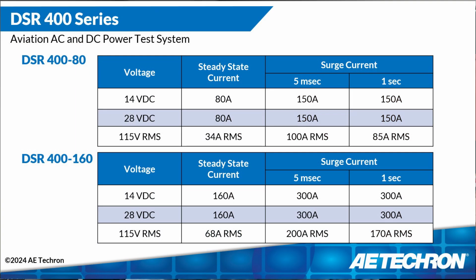The DSR 400-160 has enough power to meet the 9 times surge requirements for 14 volt DC and 28 volt DC devices under test up to 30 amps, and for 115 volt AC products with steady state loads of up to 20 amps. If your customer is testing products with higher current levels found in things like electric motors and flaps or fuel pumps, we can create systems able to handle this inrush current for systems with steady state currents of up to 60 amps and deliver surge currents of up to 600 amps.